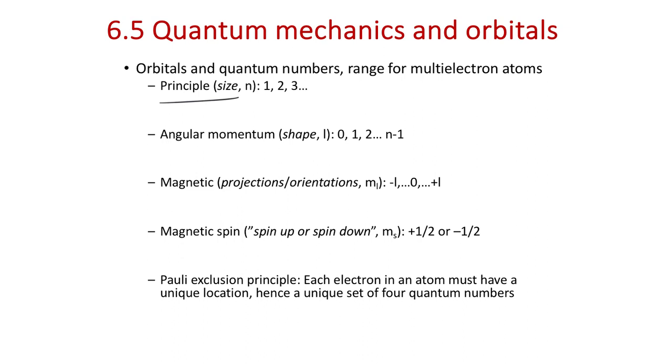n is related to the size of the orbital. So as n goes up, the orbital is growing larger. So n takes on whole numbers from 1 to 2 to 3 on upward. So the smallest n can be is 1.